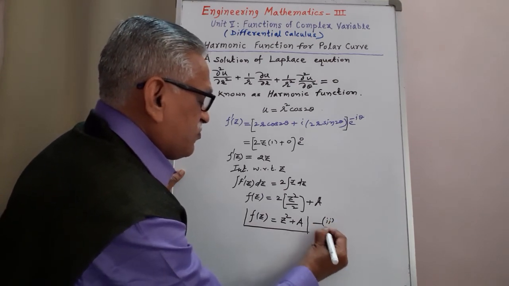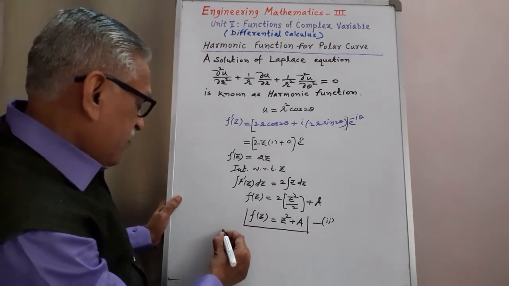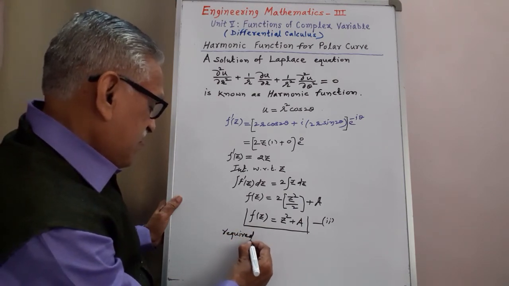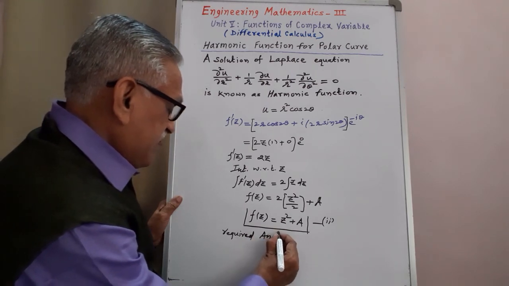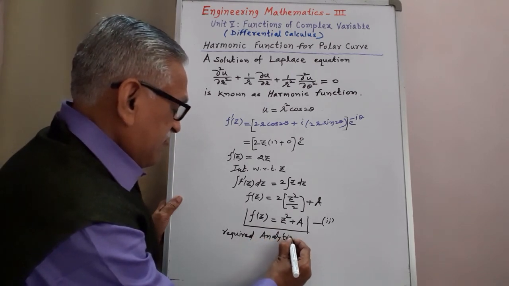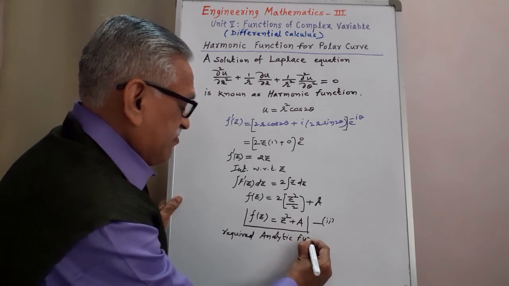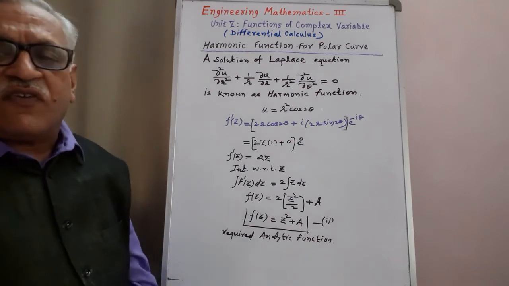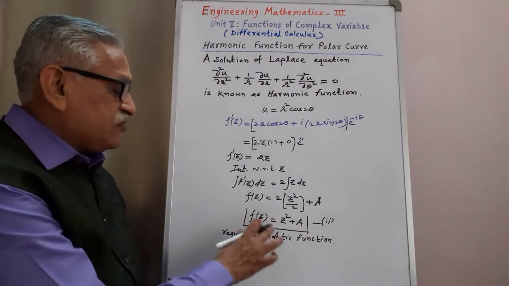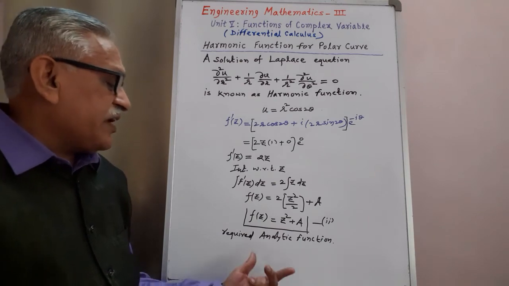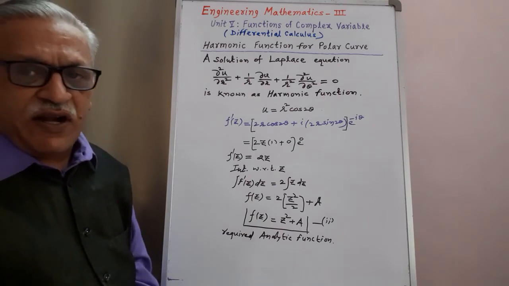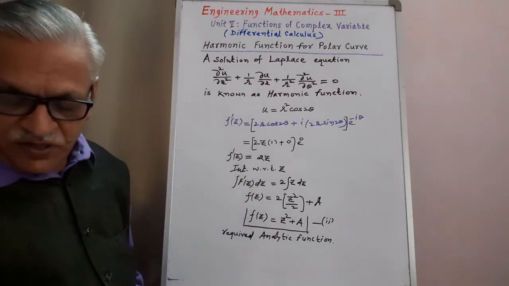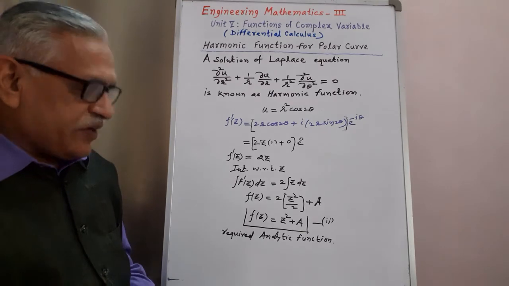As equation 2, this is the required analytic function. We have f of z is equal to z square plus e. Answer for the second part. Then using this we can determine its conjugate function, the conjugate of u, that is v.